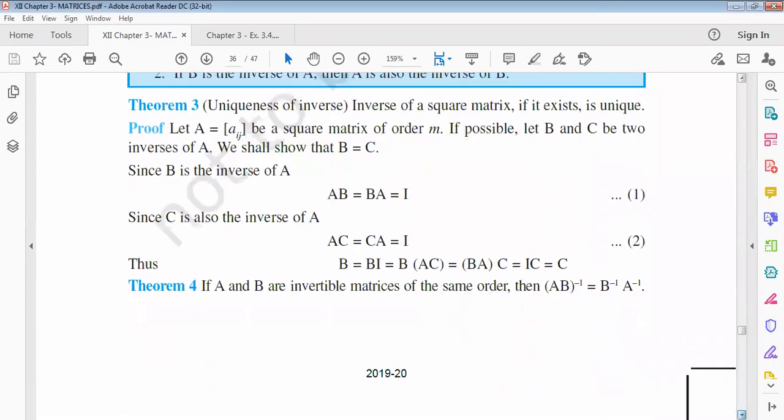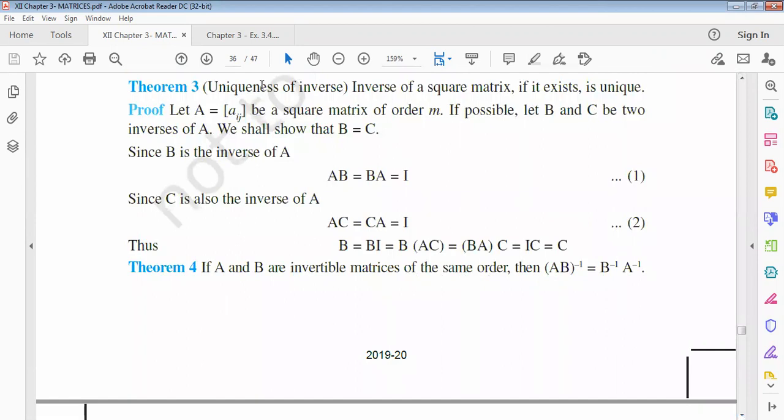Now, in the theorem of uniqueness of the inverse, how we can justify the result is: the inverse of a square matrix, if it exists, is unique. That means किसी भी मैट्रिक्स का इनवर्स होगा वो यूनिक होगा, that is one and only one. So let us start with the proof. Let capital A equals Aij be a square matrix of order m, that is, the number of rows and the number of columns are the same.